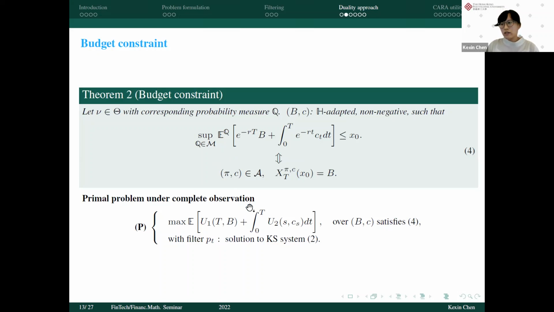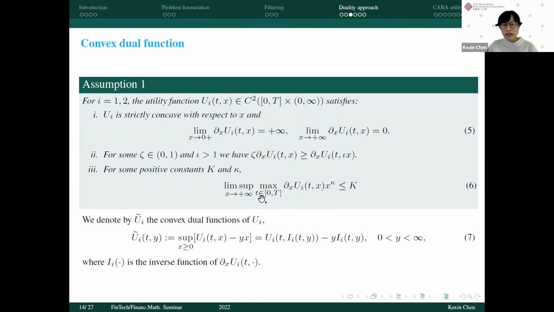So combined with the filtering result, the primal problem is to maximize this objective function over the choice of B and C that satisfy this inequality. And now we are ready to develop the dual problem. On this page, I list the assumptions on utility functions, which are quite common in the literature. And for presentation convenience, I define the convex dual functions of the utility functions in the following manner.